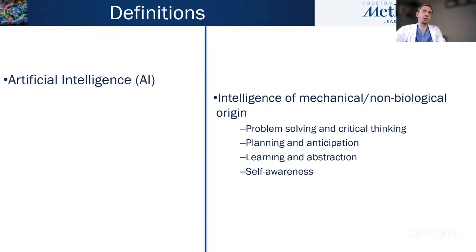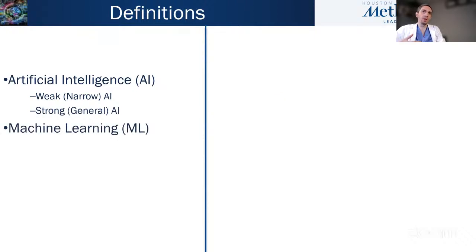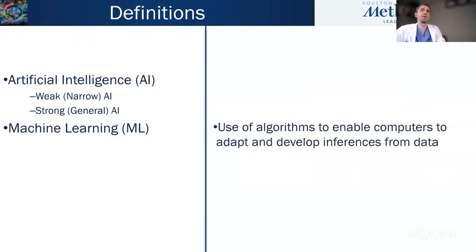The two subsets of AI are weak AI, which is what we'll be discussing today. These are very specialized algorithms for specific problems. And then the more science fiction, but perhaps not for too much longer, strong or general AI, which is broadly applicable artificial intelligence. Within AI, another important term is machine learning, which is just the use of algorithms to enable computers or other mechanical systems to adapt and develop inferences from existing data.